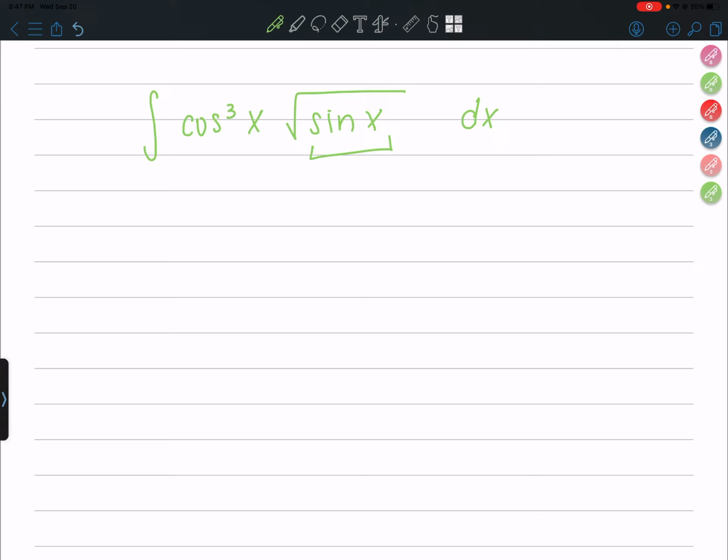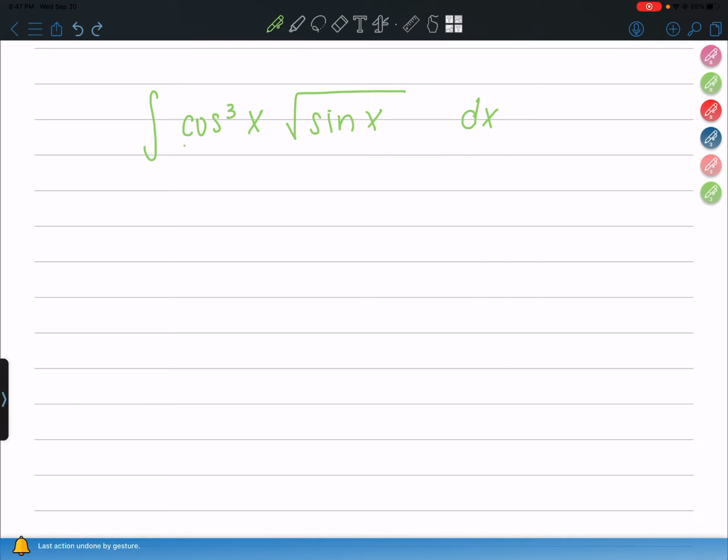Now, first of all, if we were to substitute sine x, we would only be able to get out cos x, right, as a derivative of sine x. So let's try to make a cos x from here. So we can do this. This is a sneaky little trick. Cos x times cosine x squared.